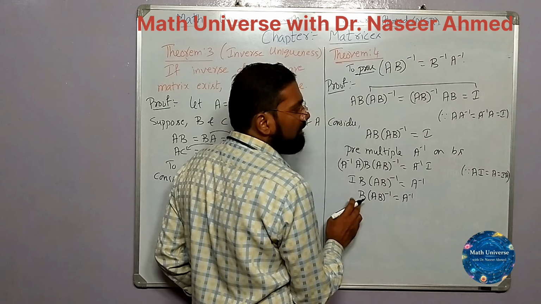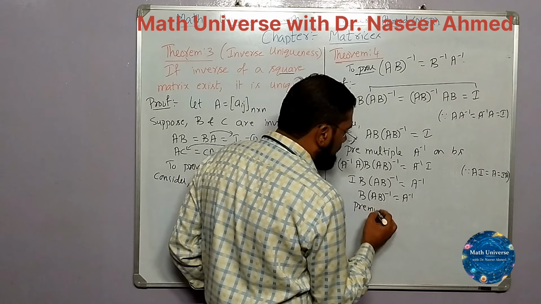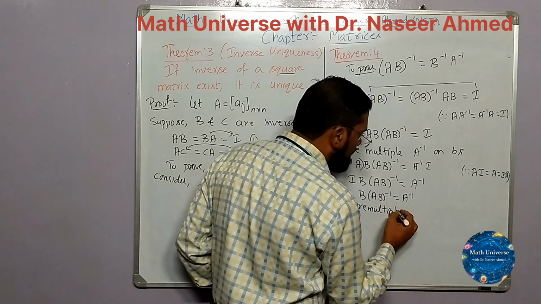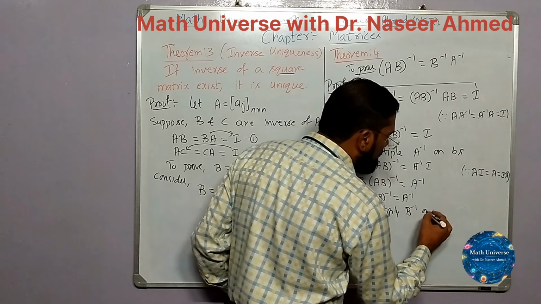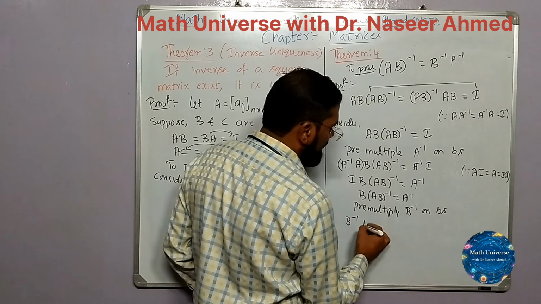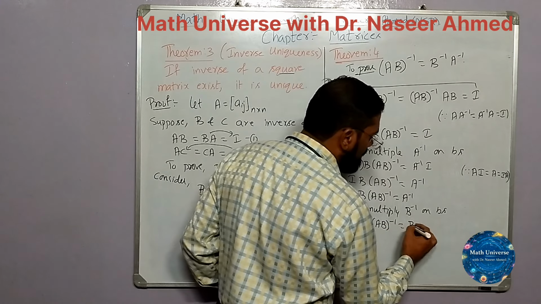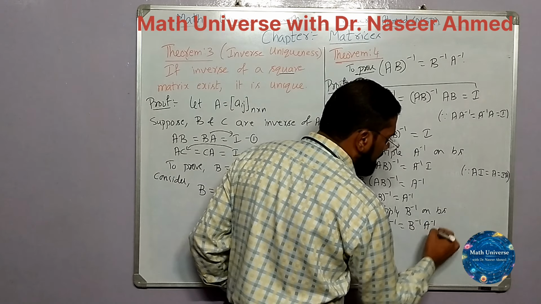Now I have got B. I want to remove B. How to remove B? Pre-multiply B inverse on both the sides. So what will you get? B inverse into B, the whole inverse of AB, is equal to B inverse into A inverse.